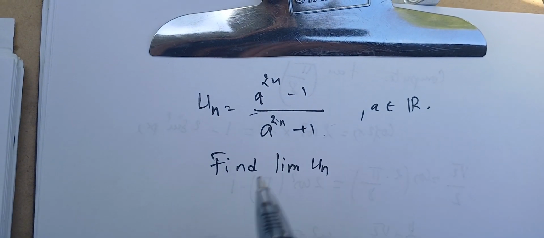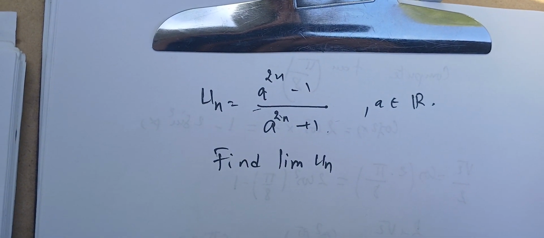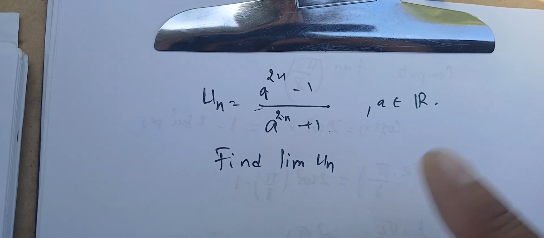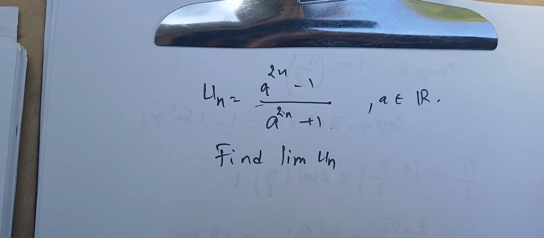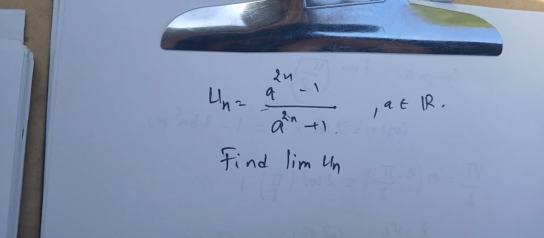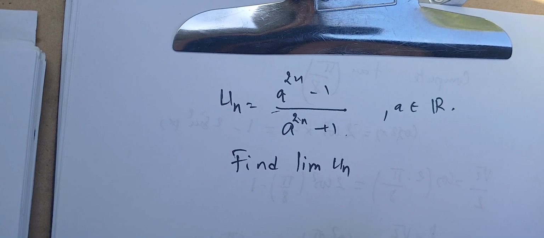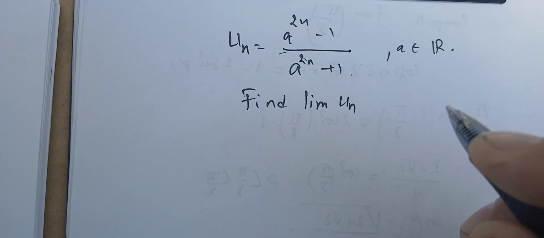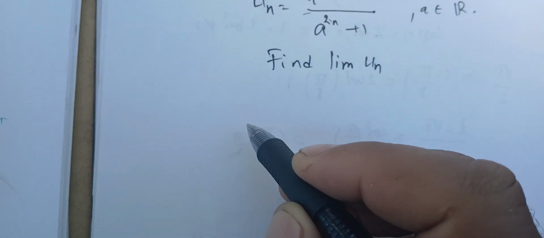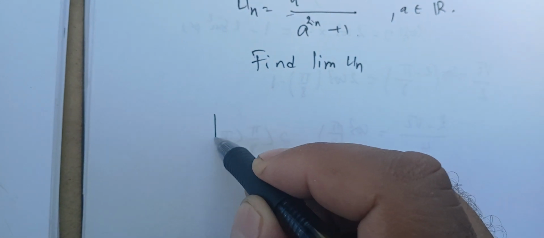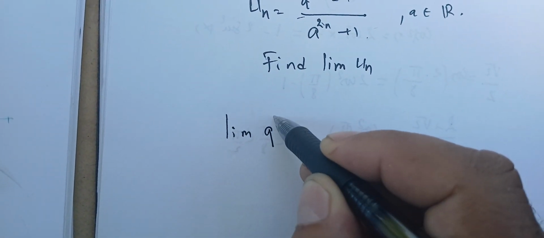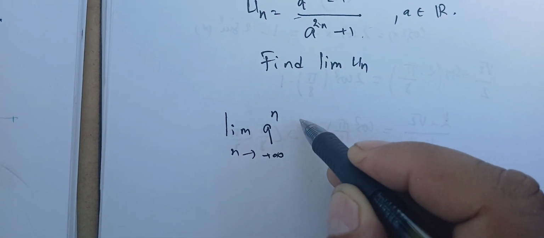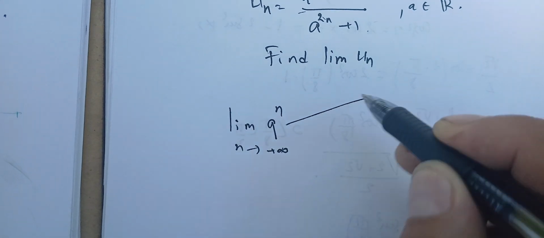The key idea that we're going to use here is, since we see that we have some a to the power n, that means we're going to be dealing with something looking like a geometric series or sequence. Exactly, a sequence. So the key is that if we are given some number q to the power n, and we are trying to find the limit, we will have to deal with many cases.